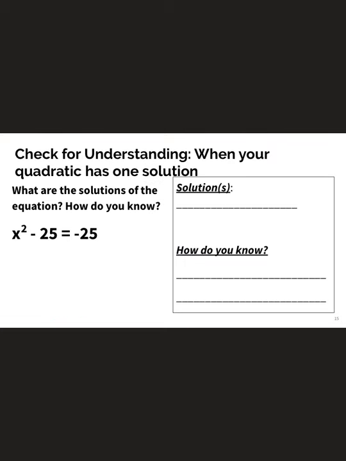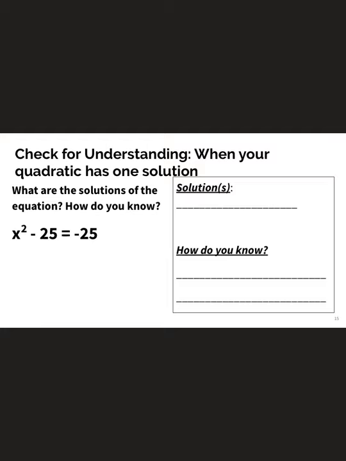So why don't you try out this check for understanding when your quadratic has only one solution, right? So what are the solutions for your equation? How do you know? And you're given the equation x squared minus 25 equals negative 25. So take a minute, pause the video here, try the problem out on your own, and then when you're ready to check it, press play.